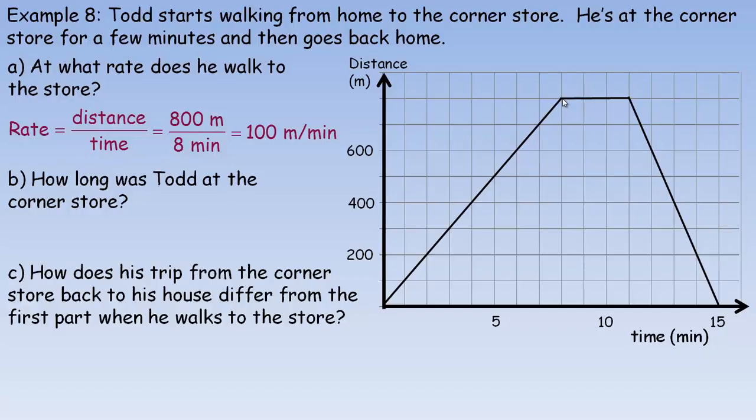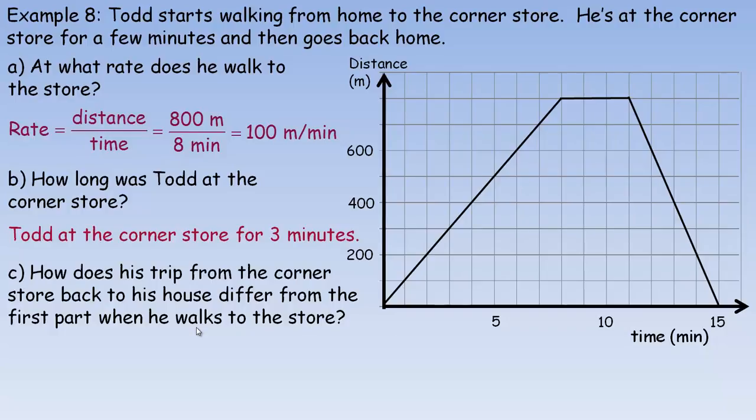How long was Todd at the store? Well, when he's at the store, he's not getting any further away from home or any closer to home. So his distance from home is staying constant. See it from all the way along here to here, he's 800 meters from home. So 1, 2, 3 minutes, that's how long he was at the store. So then he leaves to go back home. So this is his trip back home.